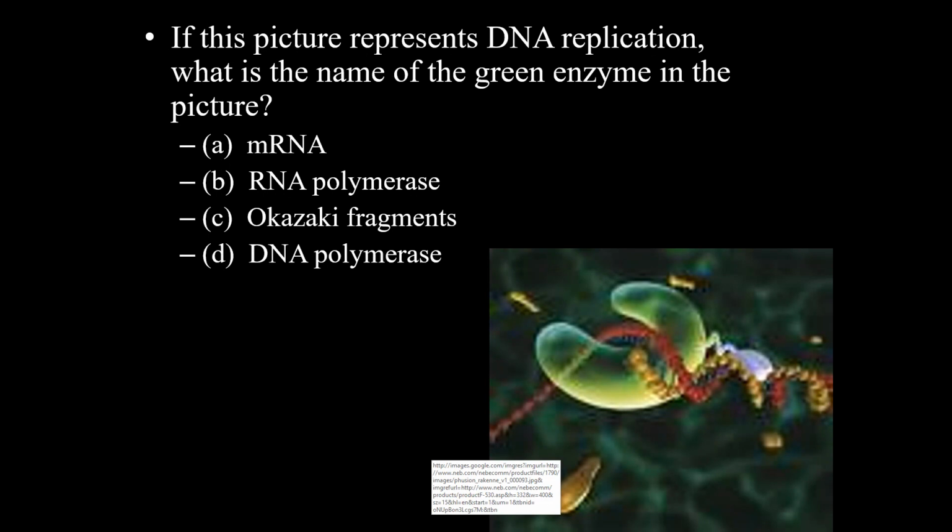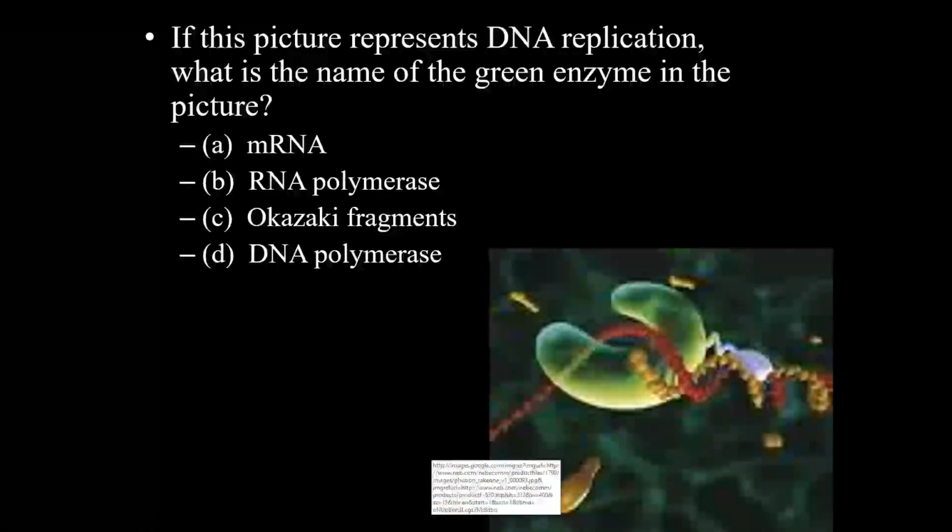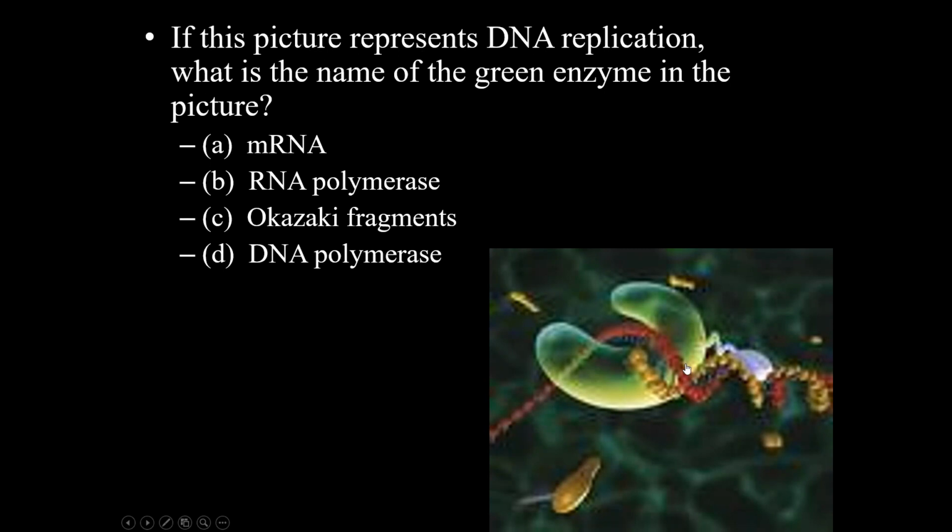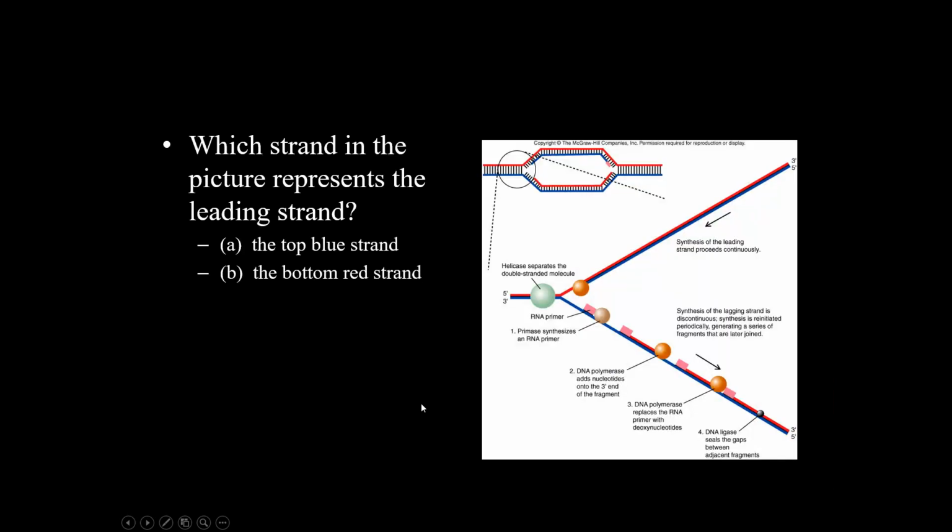Alright, so if the picture represents DNA replication, what's the name of the green enzyme? That green enzyme looks like it's building a new strand, so that would be DNA polymerase. Which strand in the picture represents the leading strand? So remember, the leading strand gets built continuously from start to finish, so this top one would be the leading strand. This bottom one down here, that's the lagging strand, and you can tell because it's made in little fragments. So there's an Okazaki fragment, there's an Okazaki fragment. Those are eventually going to be glued together with DNA ligase.